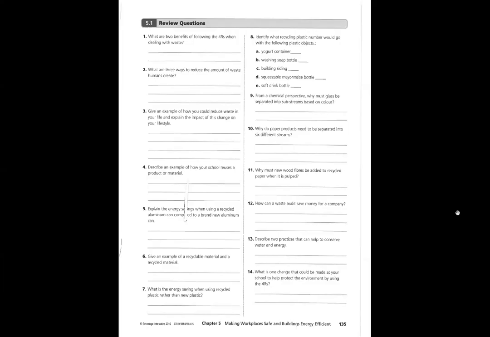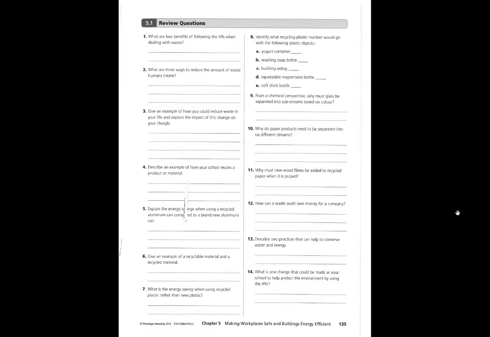Okay, question 5. Explain the energy savings when using a recycled aluminum can compared to a brand new aluminum can. That is worth 5 marks. There's a couple of points there. You could just say, in general, when we use something recycled compared to something brand new, explain the energy savings. How are we saving energy when we do that? And you could even talk about how much energy we're saving if you want to add that. That would be another point for 2 marks.